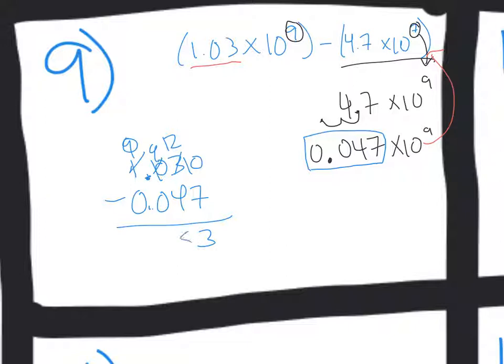And that gets you 0.983. Okay, so now if I bring that back, I've got 0.983 times 10 to the, well, what was that exponent I wanted? Oh, it's 9. So times 10 to the 9.